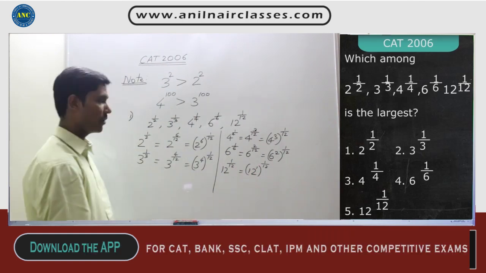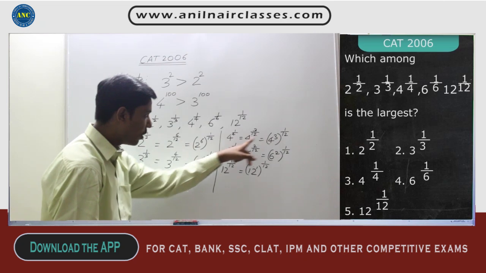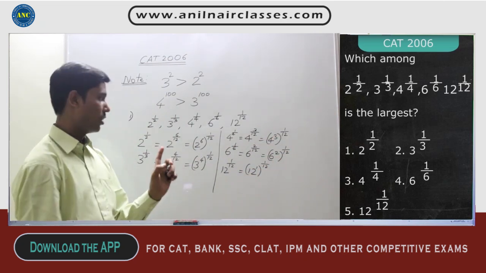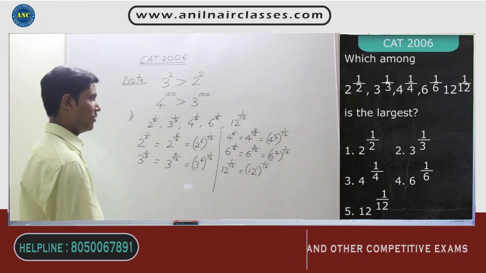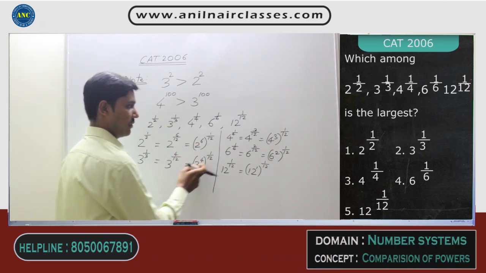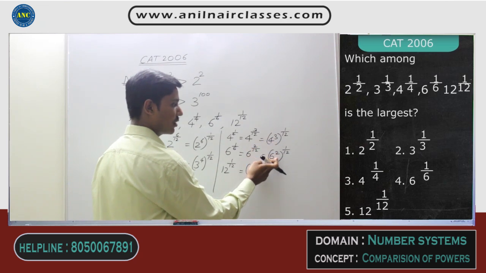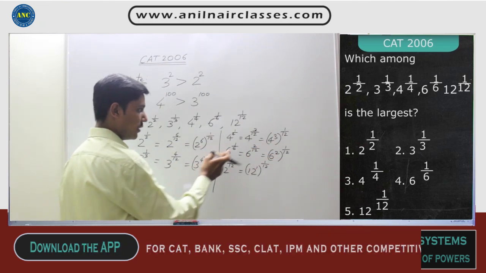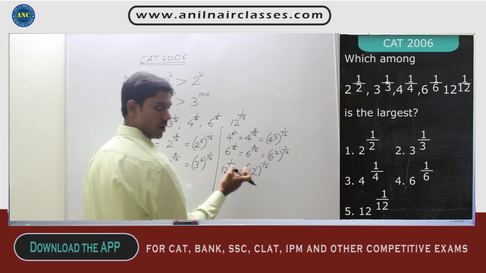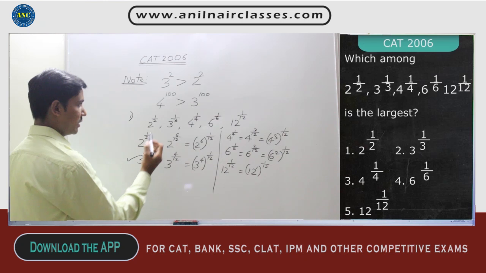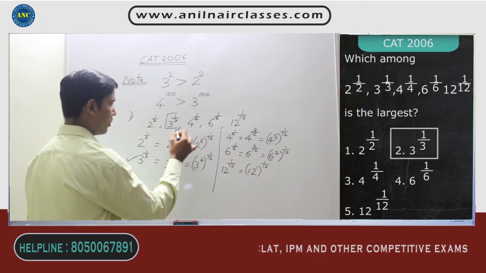Now if you observe carefully, in all the values, power is 1 by 12. Ignore the powers. Only concentrate on base, which is the greatest. 2 power 6, 64. 3 power 4, 81. 4 cube, 64. 6 square, 36. 12 power 1 is 12. Out of 64, 81, 64, 36 and 12, which is greatest? 81 is greatest. That means this value should be the largest. Answer is 3 power 1 by 3.